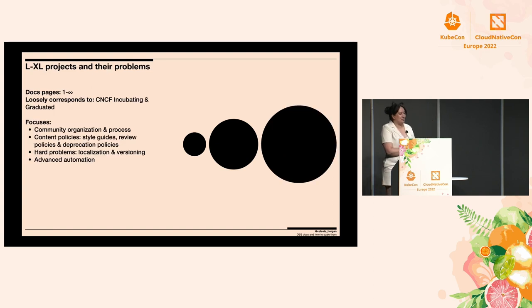Okay, let's talk about the large and extra large projects. So this really corresponds to late stage incubating projects and projects that are graduated in the CNCF. At this point, documentation sets are one to infinite. To give you a picture, I think the Kubernetes project has about 400 pages of documentation, and that's in one language. And bear in mind that the Kubernetes documentation is localized into many languages. So actually, there's tens of thousands of markdown pages there.